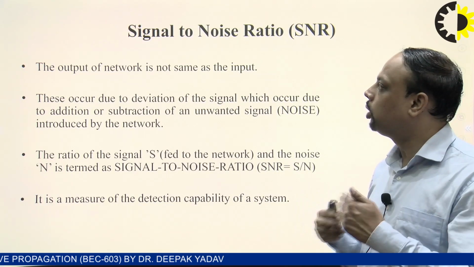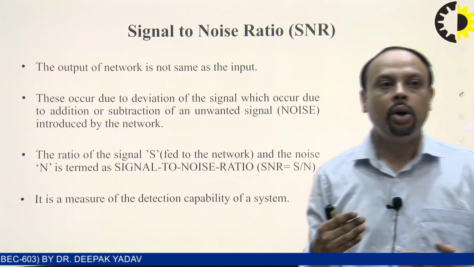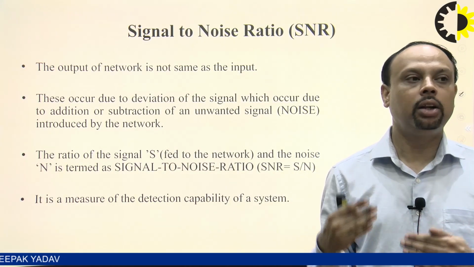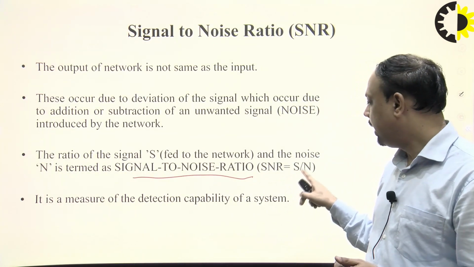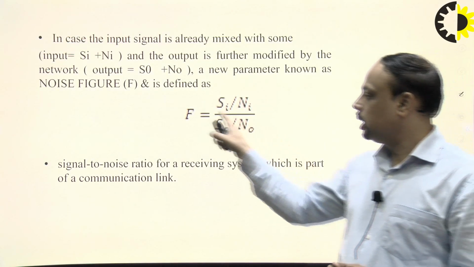And one more topic, that is signal to noise ratio. Signal to noise ratio is nothing but the signal power over the noise power for a particular transmitter or receiver. This is the ratio of the signal power to the noise power, and it is represented by SNR. So the important thing is the noise figure.